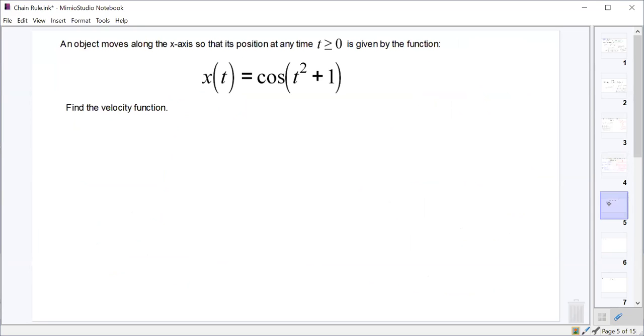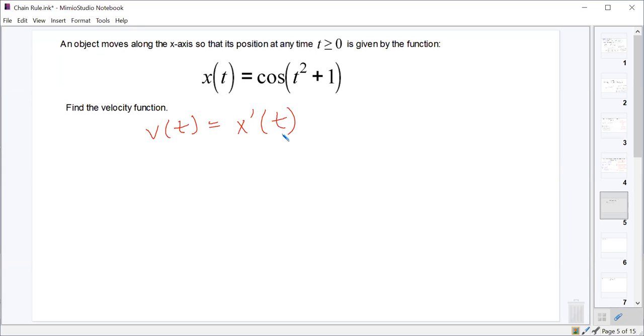All right, let's do another one. Here is a position function given to us. x of t is cosine of t squared plus 1. We want to find the velocity function. So the velocity function ought to be the derivative of the position function, right?